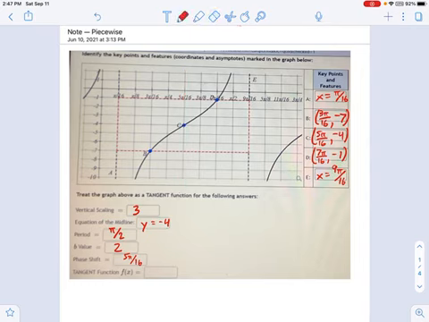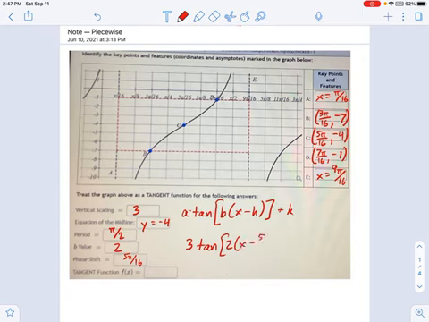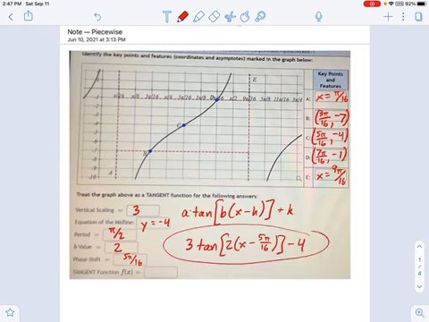So now I'm ready to write the tangent function. And if you remember the standard form, it goes like this. You have your vertical scaling factor times the tangent of some horizontal scaling b times x minus the phase shift h plus the midline k. So if we put everything together, now we're going to have 3 times tangent of b is 2, x minus phase shift is 5 pi over 16, and then k is negative 4. So this is our tangent function. Okay, and that's the way you build these things.